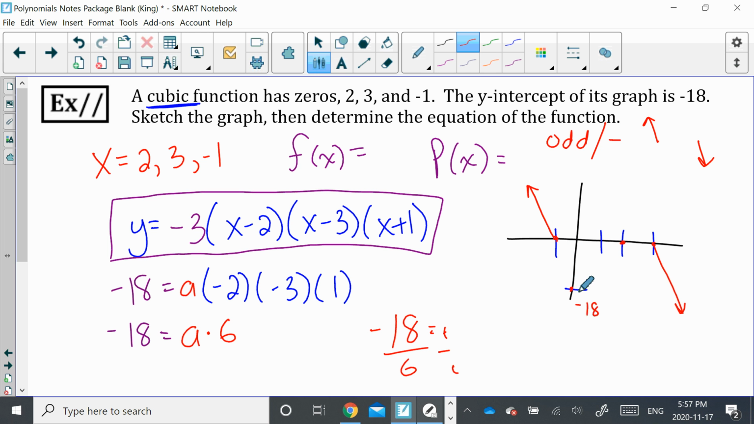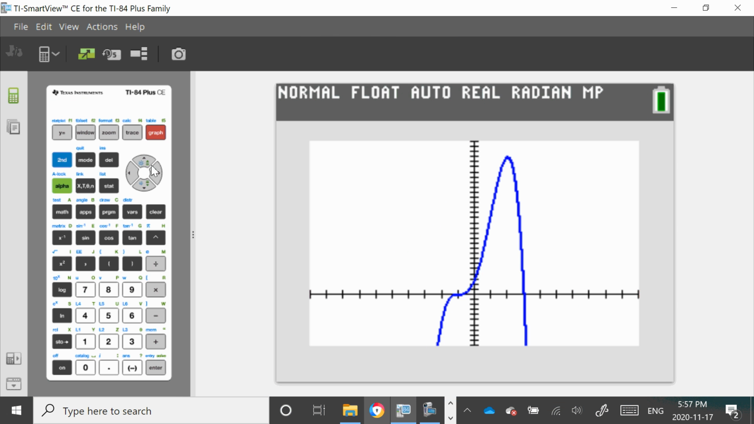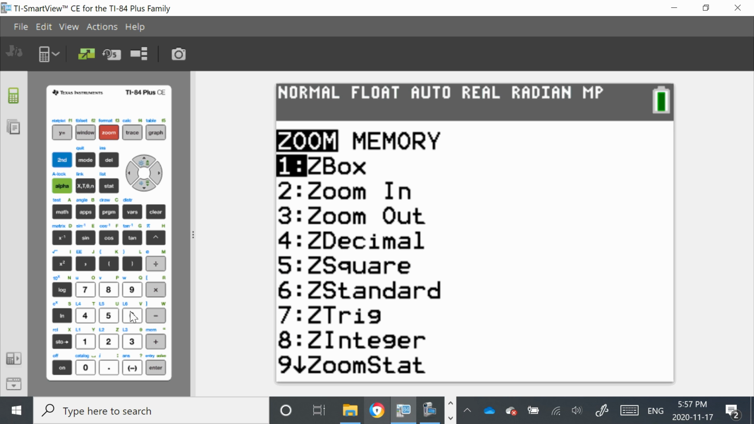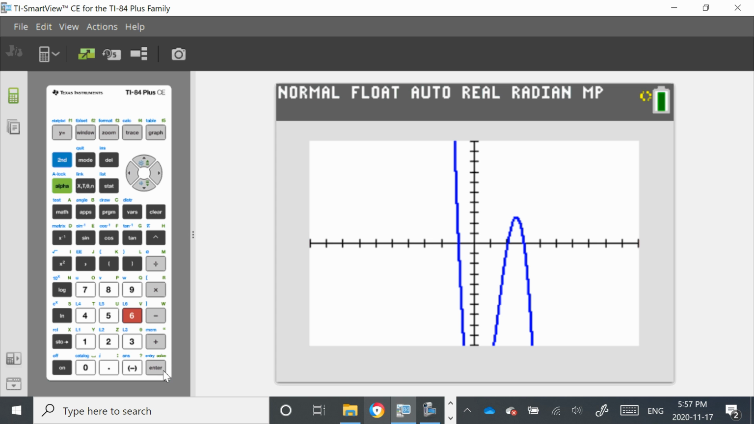So it's going to come down, go through here, it's going to go up, it's got to cut through this, and then come down. So to actually get the picture, let's put it on our calculator, just so that we can see what this looks like. So y is equal to negative 3. We had x plus 1 as one of our factors, x minus 2 as another factor, and x minus 3 was the last factor. I'm going to do a zoom 6, though I'm going to have to change my window because I won't be able to see my y-intercept.